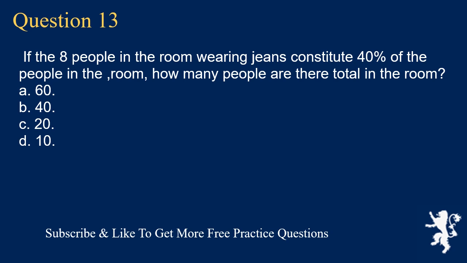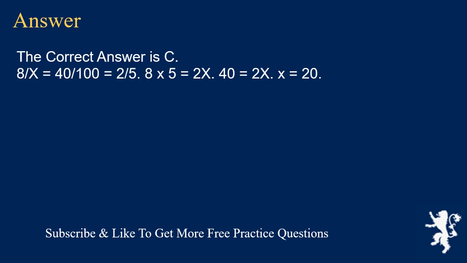Question 13. If the 8 people in the room wearing jeans constitute 40% of the people in the room, how many people are there total in the room? A. 60. B. 40. C. 20. D. 10. The correct answer is C. 8/x equals 40/100 equals 2/5. 8 times 5 equals 2x. 40 equals 2x. x equals 20.